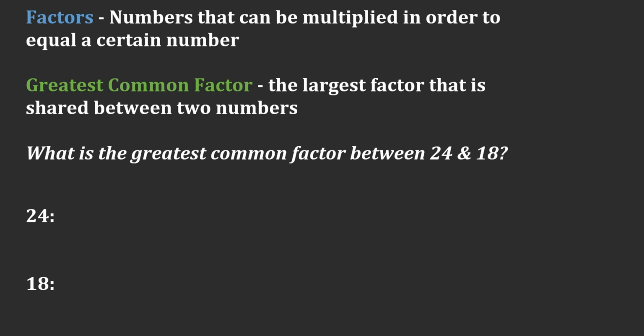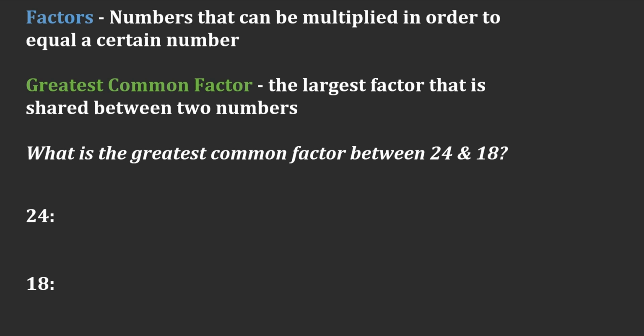Think about what it means to have something in common with someone else. Maybe you both really love baseball, so it's an interest that you have in common. Or maybe you both love rock music, then that is something that you have in common. Well, the same goes for factors. Factors can be common between two different numbers if that number shows up on the factor list for two separate numbers, in this case 24 and 18.